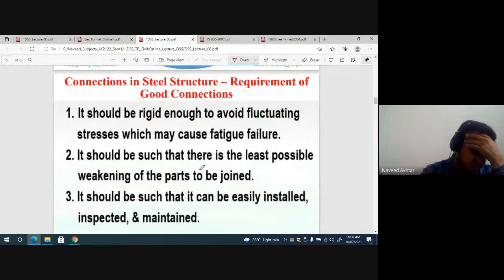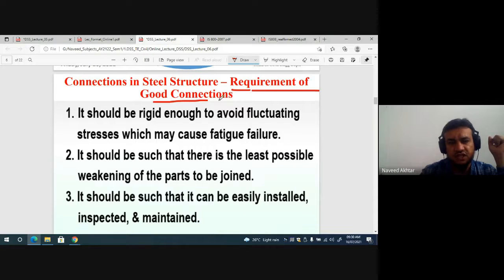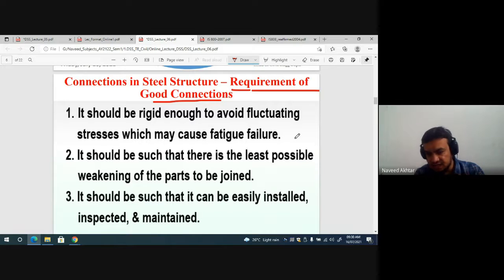forces from one member to another. Many times this question is asked: what are the requirements of a good connection? So, the requirement of a good connection is that it should be rigid enough to avoid fluctuating stresses which may cause fatigue failure. Fatigue failure, that is, the continuous cycle of load is there, and that's why fatigue failure may happen.